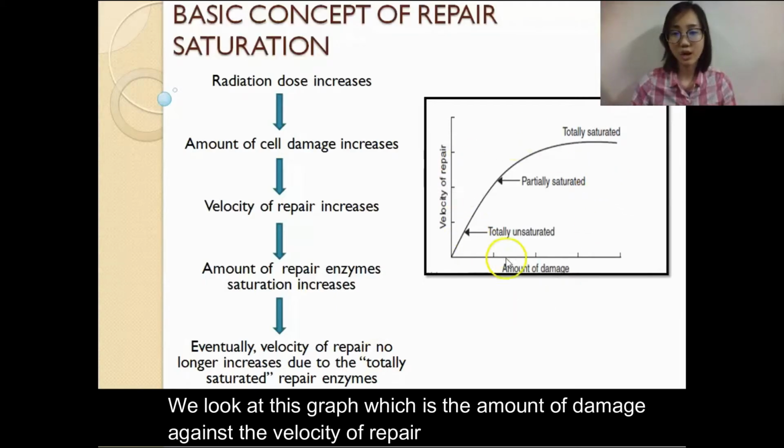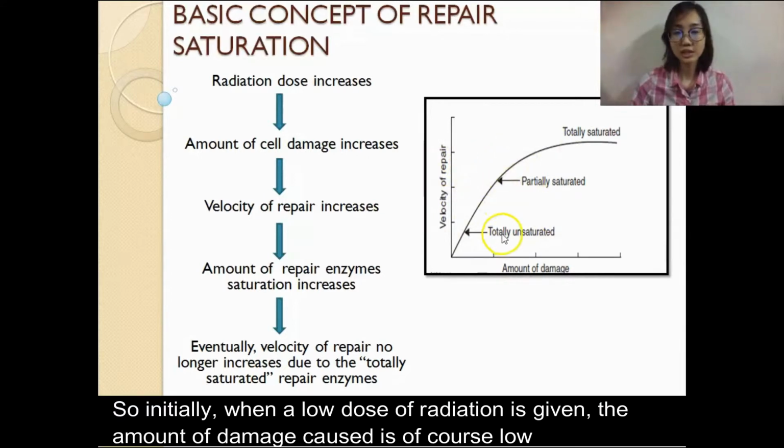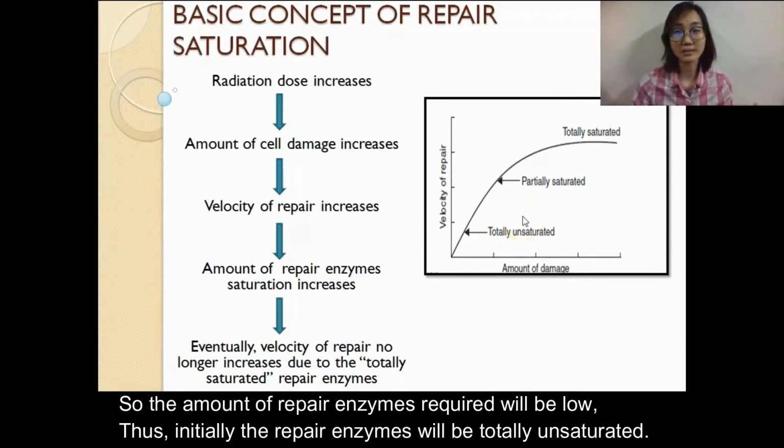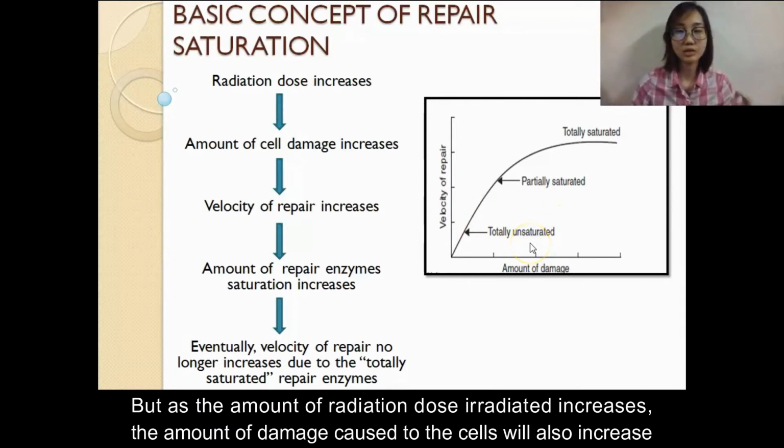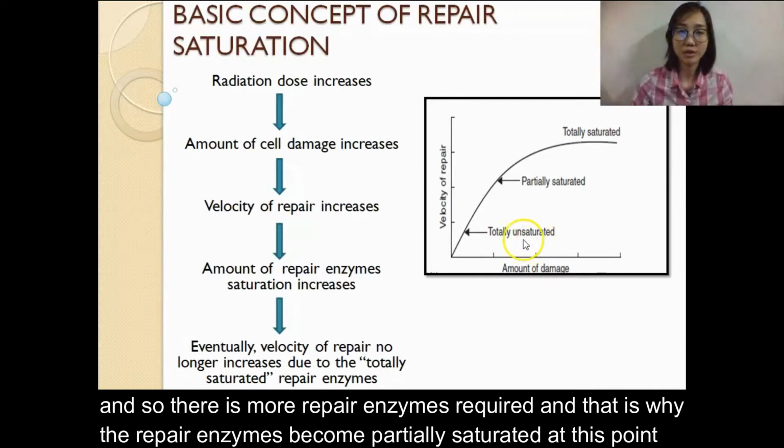We look at this graph, which shows the amount of damage against the velocity of repair. Initially, when a low dose of radiation is given, the amount of damage caused is of course low. So the amount of repair enzymes required will be low, and initially the repair enzymes will be totally unsaturated. But as the radiation dose increases, the amount of damage caused to the cell will also increase. So of course more repair enzymes are required, and that's why the repair enzymes become partially saturated at this point.